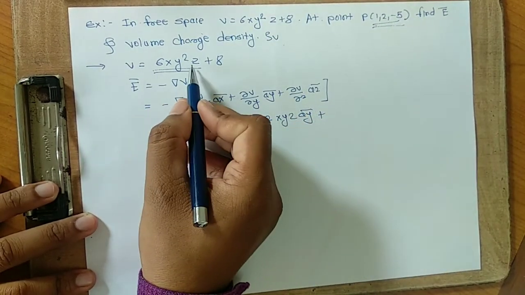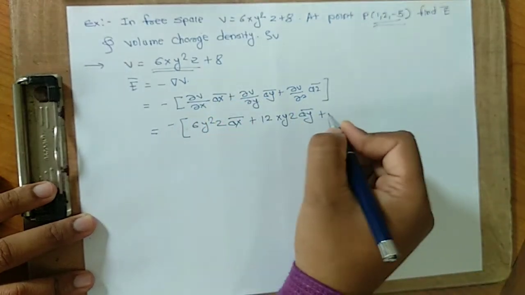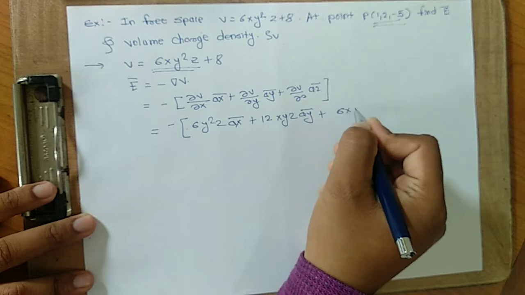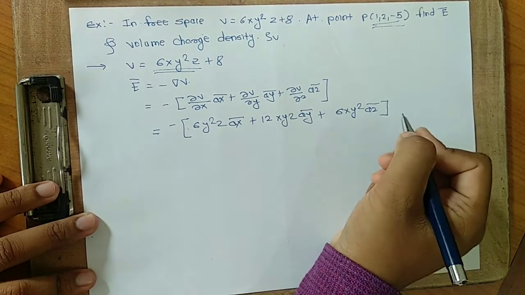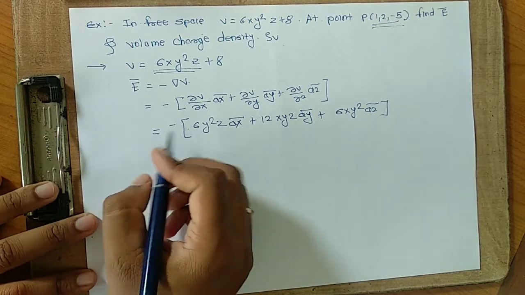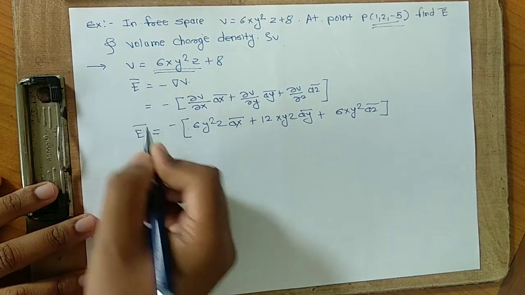Now see the z, only z, one z is available. So with respect to z it is 1. So plus 6xy square az bar. Okay, so that is the way you have calculated this E bar. That is very simple. So this is E bar we have calculated.